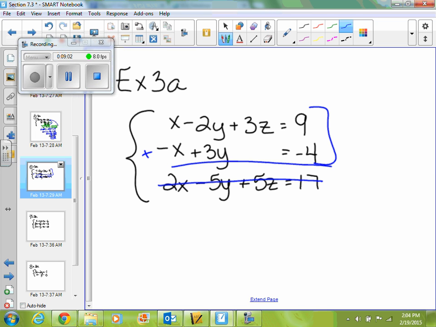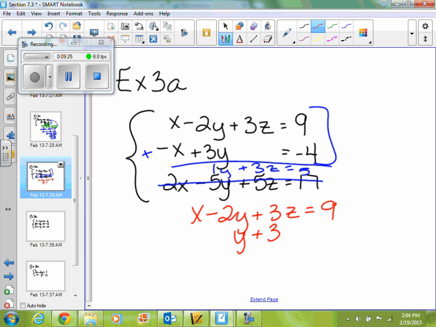Doing so then, negative 2 plus 3y gives me 1y. 3z plus nothing gives me 3z. And 9 plus negative 4 gives me 5. So my new system is x minus 2y plus 3z equals 9. y plus 3z equals 5. And my bottom equation stayed the same, so 2x minus 5y plus 5z equals 17.